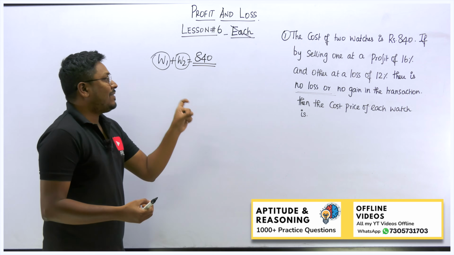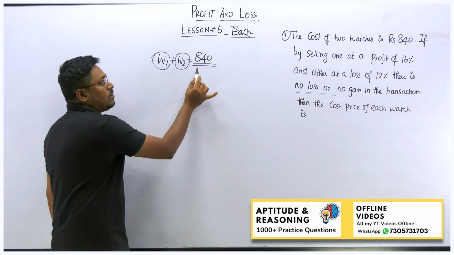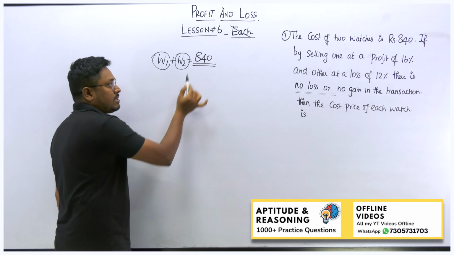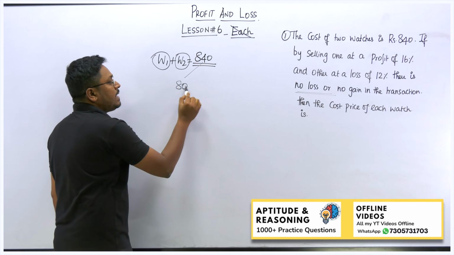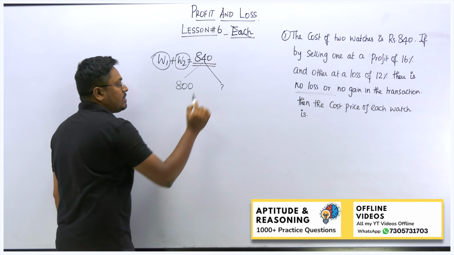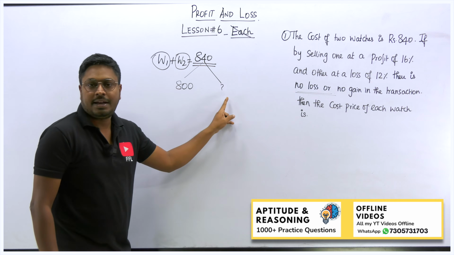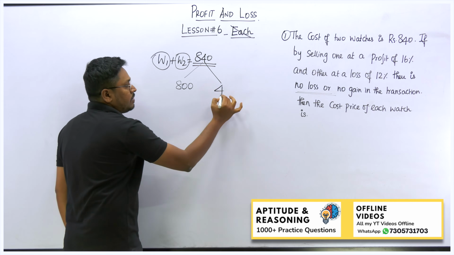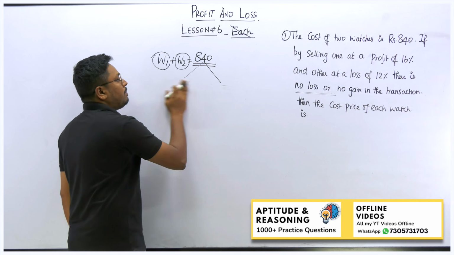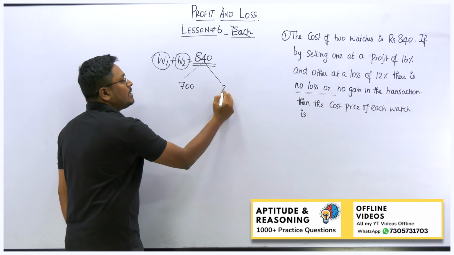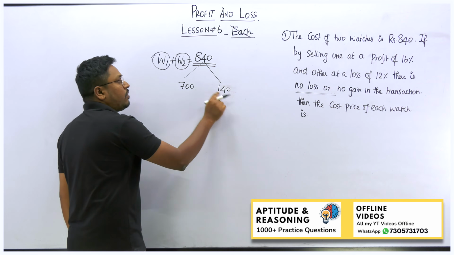Now first we can split this 840 into 2 values. Listen, if the 2 watches cost 840 in total, then if one watch, for example, is 800 rupees, what about the next watch price? It is easy to find, right? The remaining 40 rupees. Only then can we say the total price of the 2 watches will be 840. If one watch price is 700, then the second watch price will be 140 rupees, because 700 plus 140 is 840.